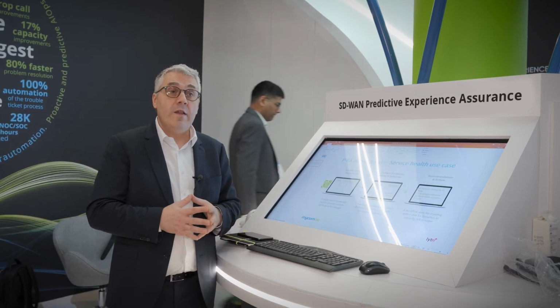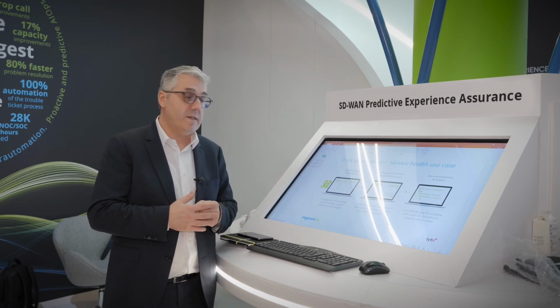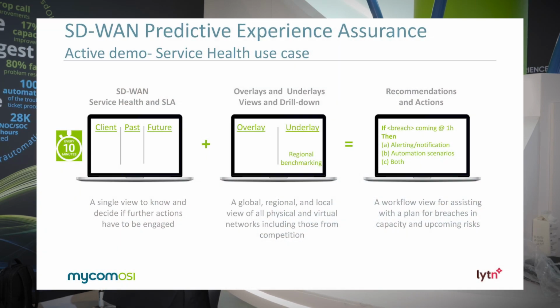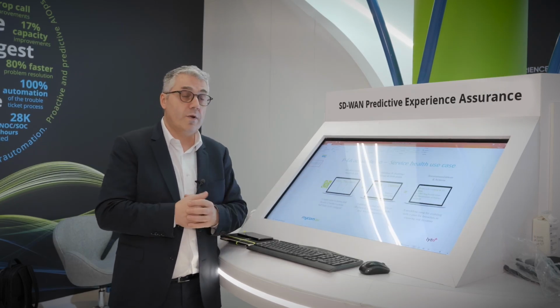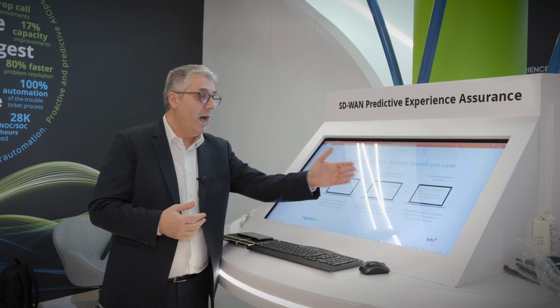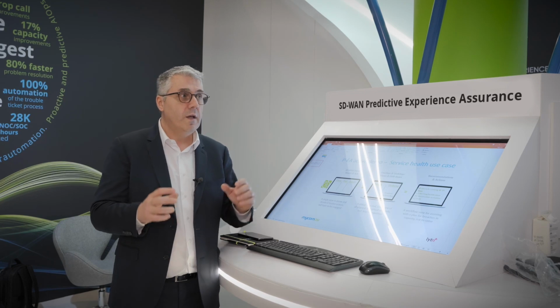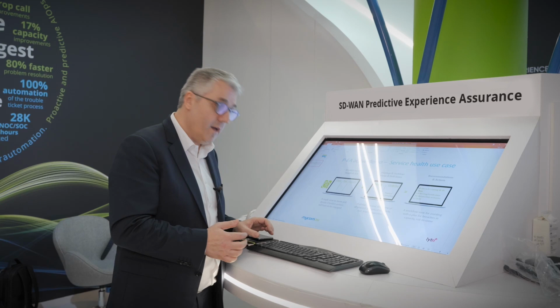So the main use cases it addresses: it reports the service health of SD-WAN for each client, on the past, reactive, as well as the future, predictive. It provides visibility on the underlay, all the links related and the quality of the service provider links to provide this SD-WAN service. And finally, the recommendation and action in a programmatic fashion to act, react quickly and resolve some of those situations.